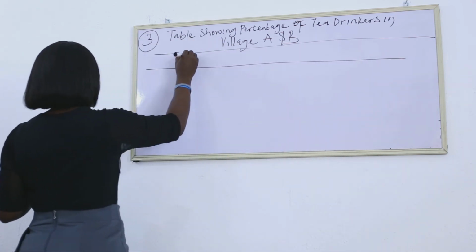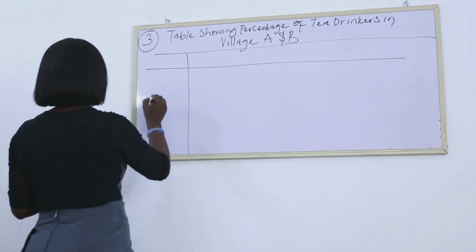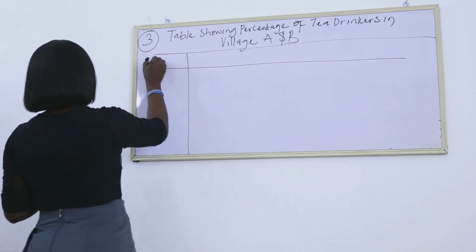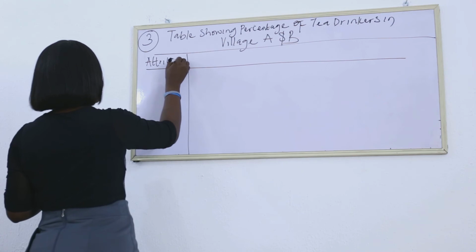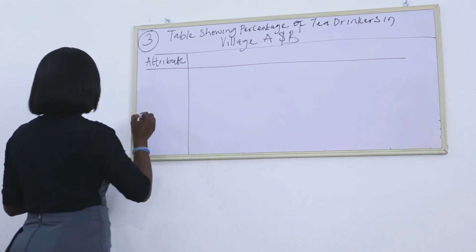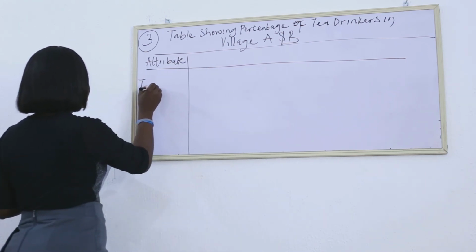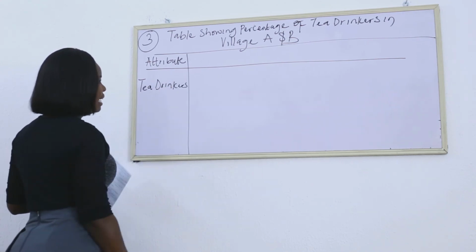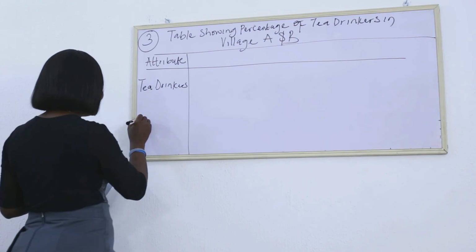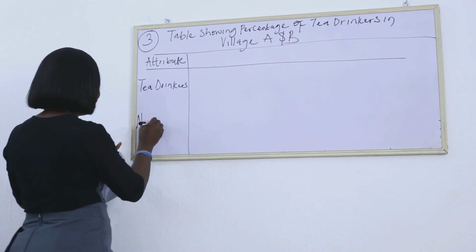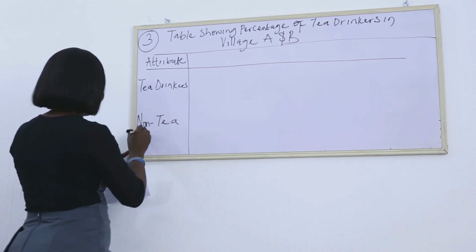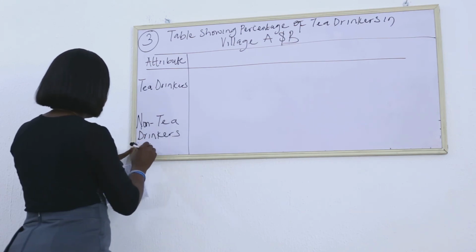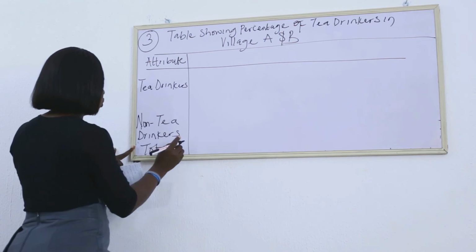So the first thing I'm drawing is the attributes. What are the attributes? Don't forget that they said tea drinkers. So the first attribute is tea drinkers. And the next one will be the opposite: non-tea drinkers. Then my total, of course.